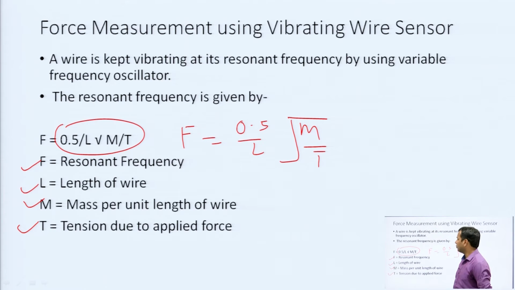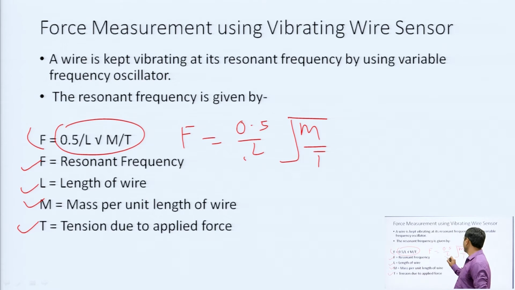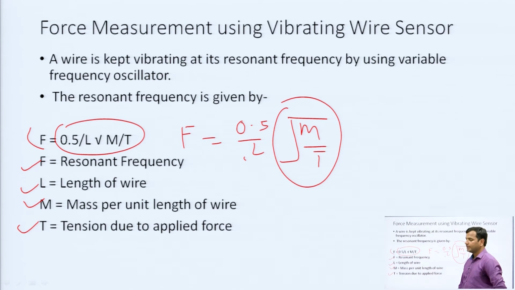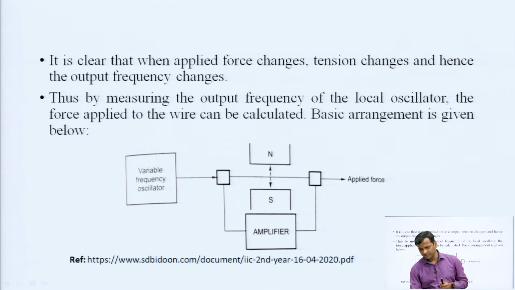So, the formula for resonant frequency can be given as 0.5 by L under root m by T. So, that will be the basic formula that can be used when we are using the force measurement by vibrating wire sensor. Now, that is the basic arrangement for force measurement using vibrating wire sensor.